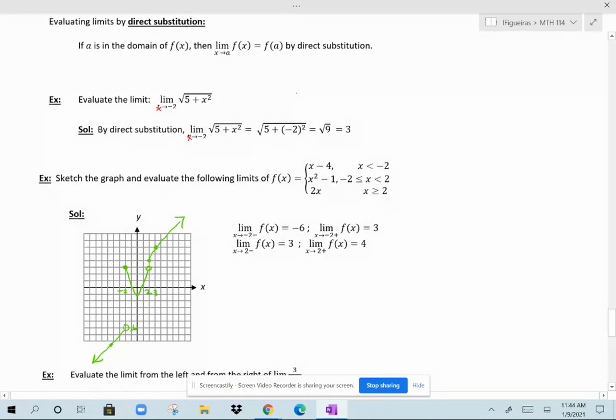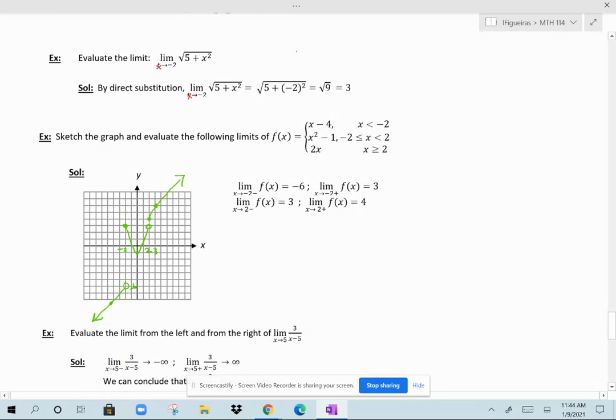So here's a piecewise function. We want to sketch the graph and evaluate the following limits. The piecewise function is defined to be the line x minus 4 for values of x less than -2. It's defined to be the parabola x squared minus 1 for values of x between -2 and 2, but including -2 because of the less than or equal to there. And it's equal to the line 2x for values of x greater than or equal to 2.